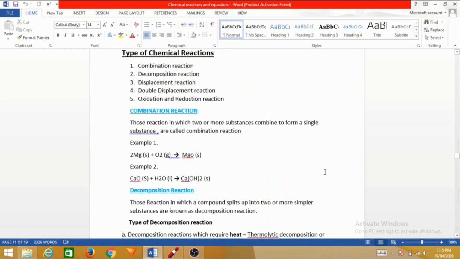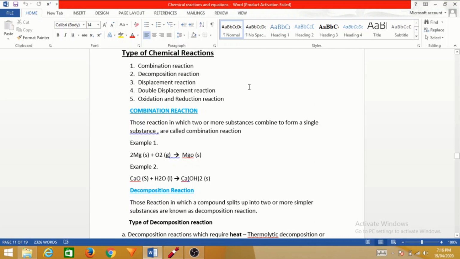So, what are the types of chemical reaction? There are five types of chemical reaction. What are they? They are combination reaction, decomposition reaction, displacement reaction, double displacement reaction, and oxidation reduction reaction. Today, we will discuss the first two, that is combination reaction and decomposition reaction. So the first one is combination reaction.